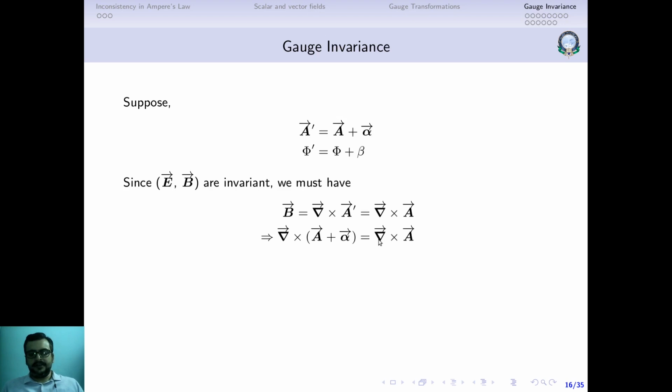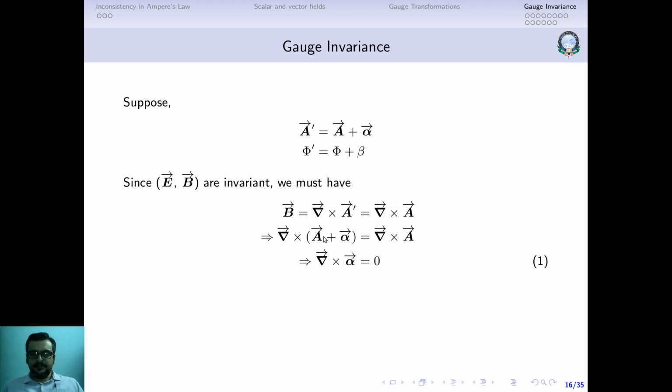Now what you do is you just substitute here A prime, you write it as A plus alpha. So curl of A plus alpha must be equal to curl of A. Now distribute this: curl of A plus curl of alpha must be equal to curl of A. So curl of A will get cancelled from both sides. What is left behind is curl of alpha, which is equal to 0. We call this equation number 1.